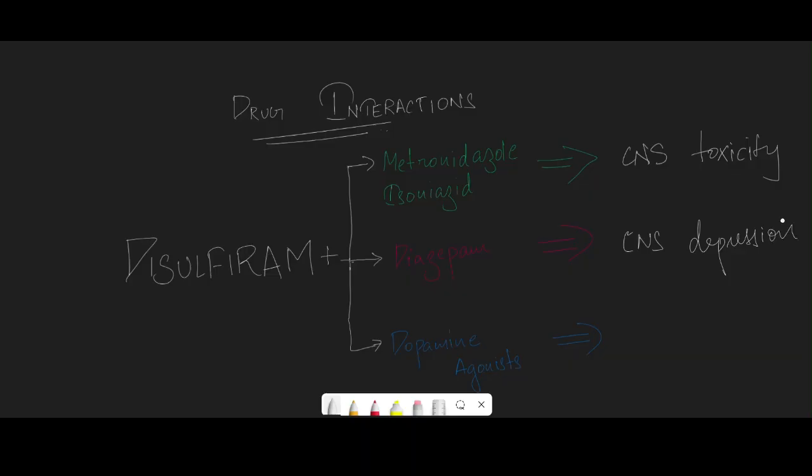Now, what happens when disulfiram reacts with dopamine agonists? It leads to an increase in dopamine level. Whether that is good or bad, I'm not sure, but it can cause things like insomnia and psychosis. Insomnia and psychosis can be caused due to the excess levels of dopamine.